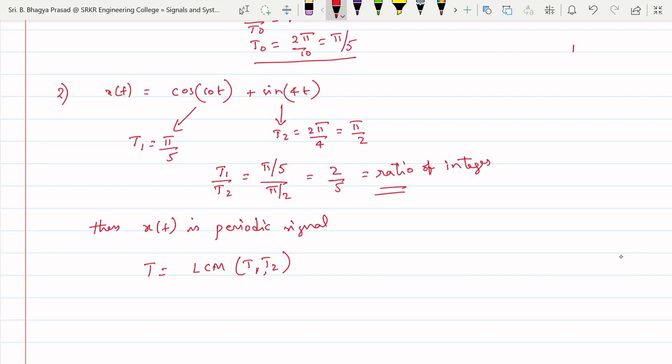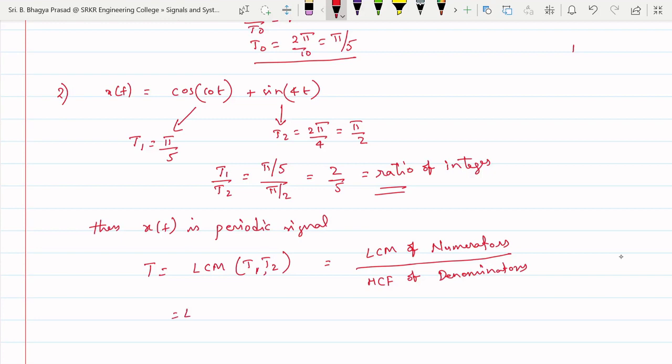So consider the LCM of T1 and T2, and that T is the common period, the period of signal x of t. For calculating the LCM of these fractions, T1 and T2 both being fractions, you go for the LCM of the numerators and the HCF, the highest common factor, of the denominators.